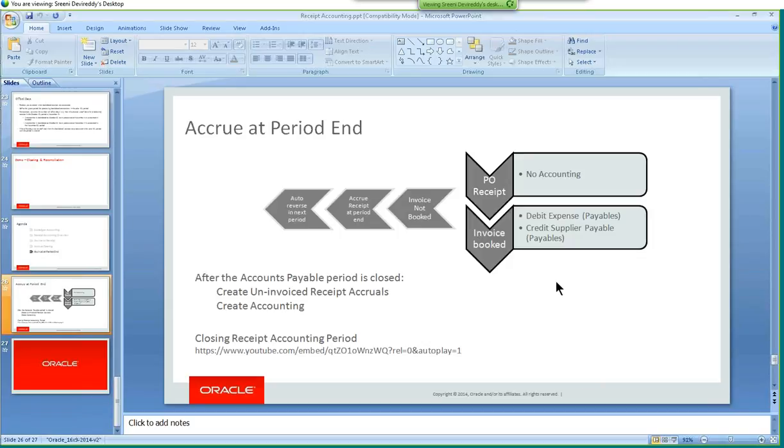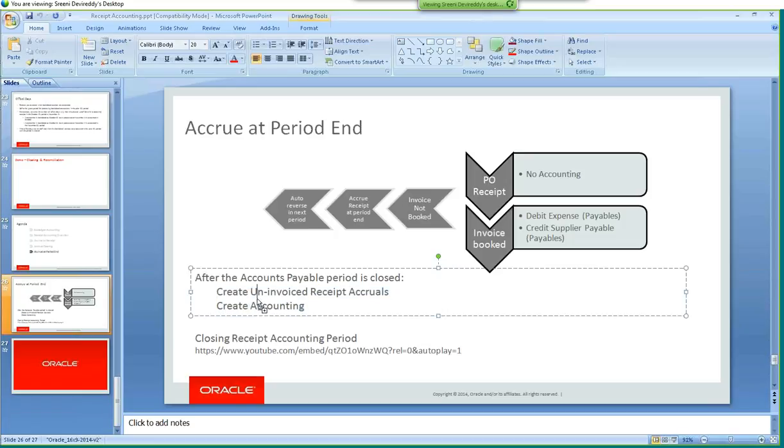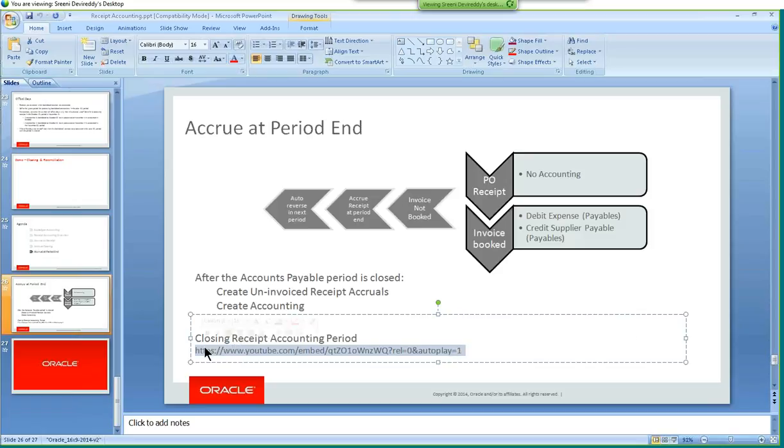Very, very straightforward. As we discussed previously, at the time of PO receipt, there is no accounting. When the invoice is booked, that's when the encumbrance is knocked off and you book the liability here, right? And you have a report, not a few reports, just one report, and one program to create uninvoiced receipt accrual. This will create all the accruals at the end of the period for all uninvoiced receipts, and you do the accounting. And we do have a short video that explains how to close the period, close the receipt accounting period.